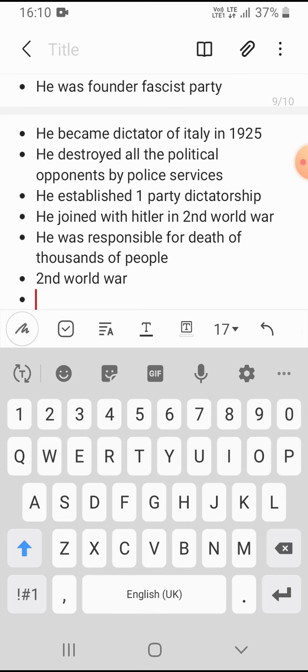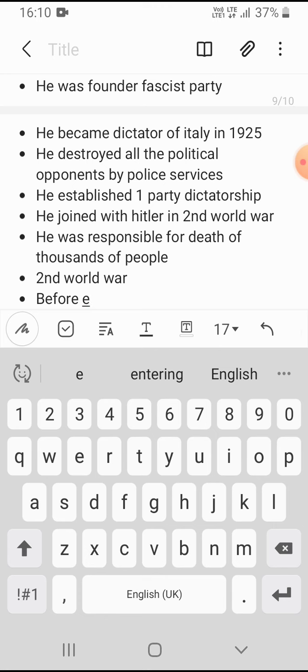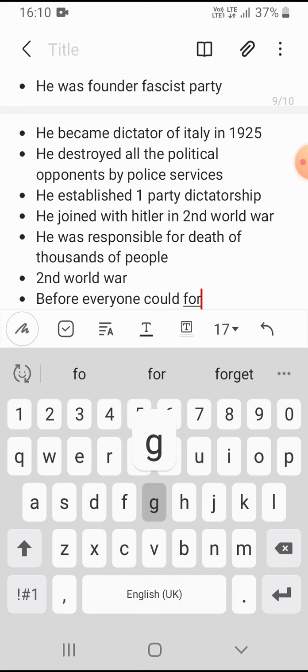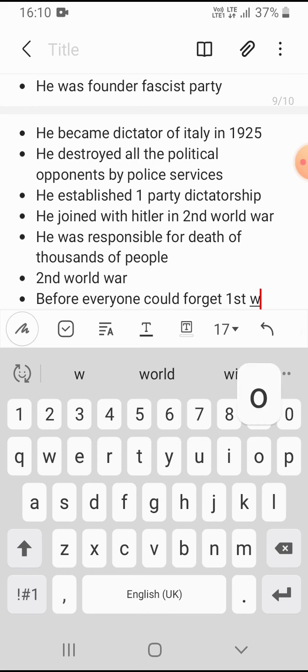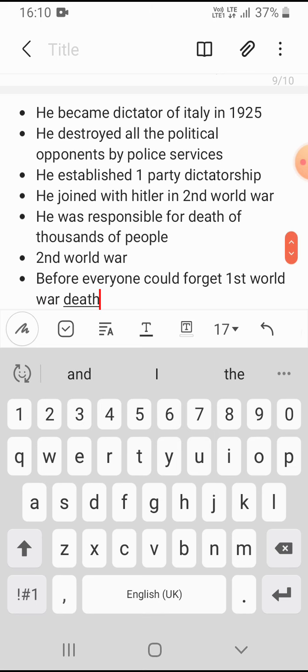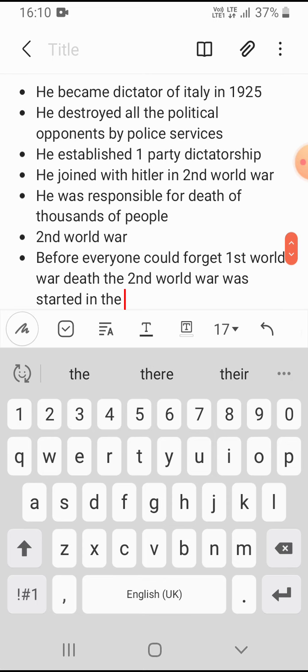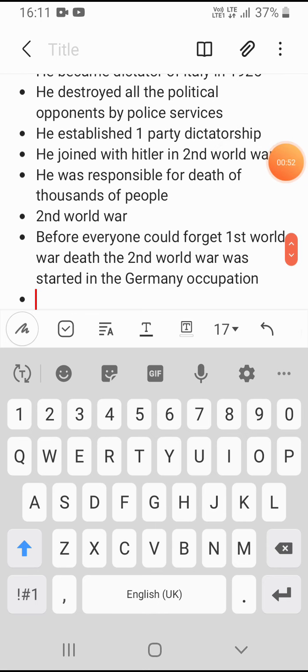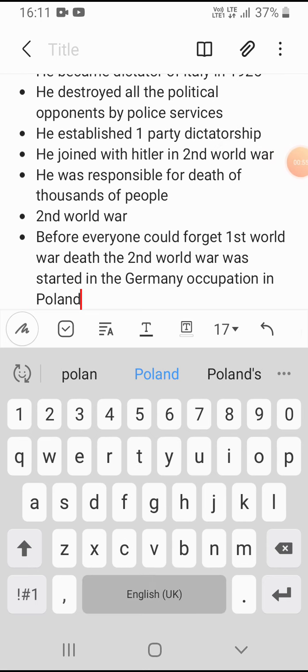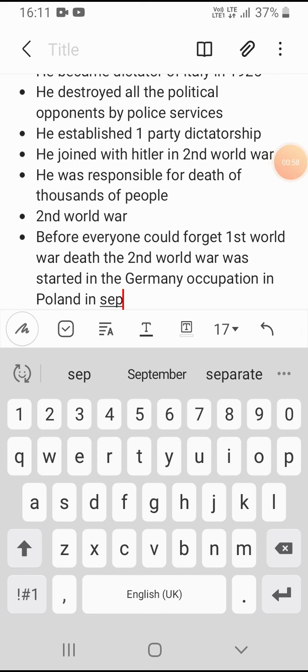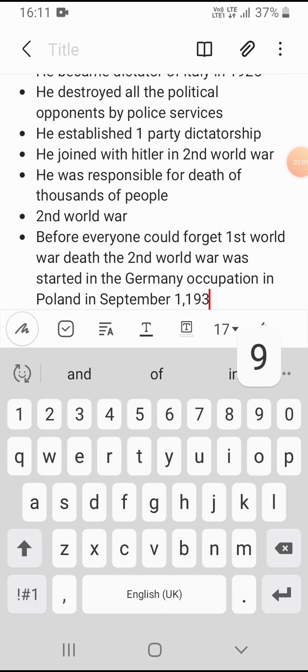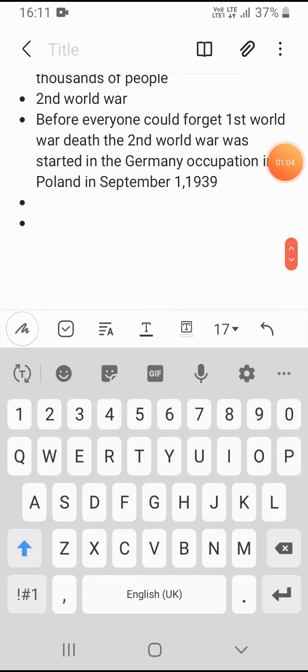Before everyone could forget the First World War, the Second World War started. It started with Germany's occupation of Poland. German occupation means they led it. The occupation of Poland started on September 1st, 1939. Germany planned to start the Second World War.